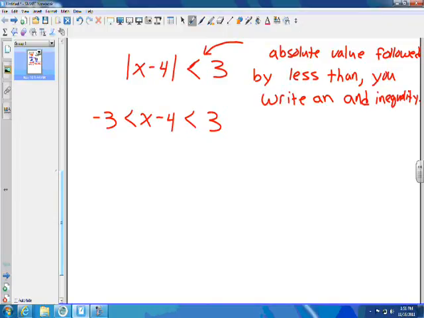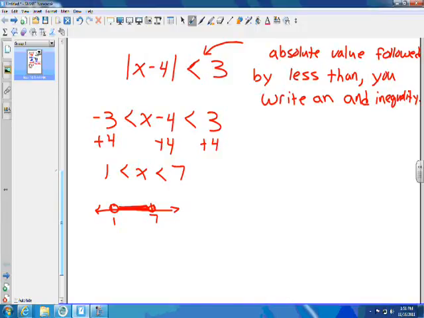So that's why we covered that other section, because now you have to solve that. How would we solve that? Add 4. Remember to all sides. So we have 1 is less than x, which is less than 7. It's an and inequality. Where would we shade? Where is the x? Between 1 and 7. Are they open or closed? They'll both be the same. So, both open, we shade in the middle. Okay?